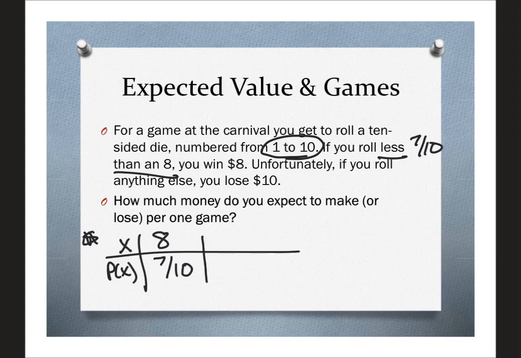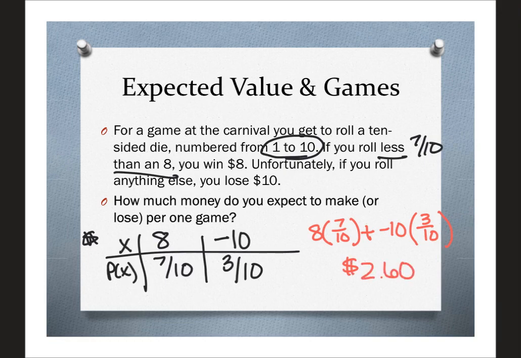Then I'm going to lose $10, so negative $10, if I roll anything else. So numbers that are more than 8. That's 8, 9, and 10, so 3 numbers. Now I have to see how much money I'm going to make. I'm going to say 8 times 7 over 10 plus negative 10 times 3 over 10. When you do that and add them all up, you're going to make about $2.60. So that's your expected amount of money to win.